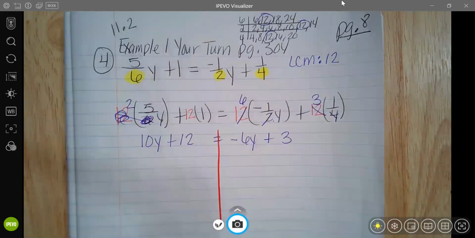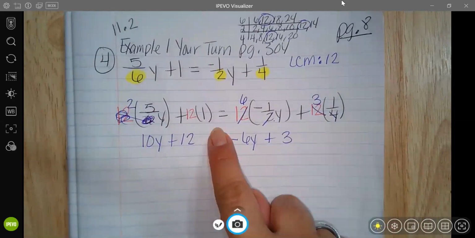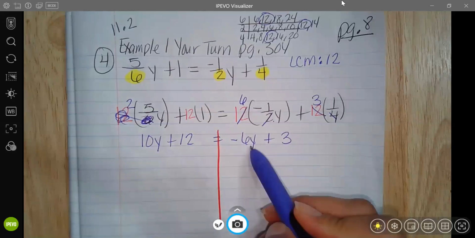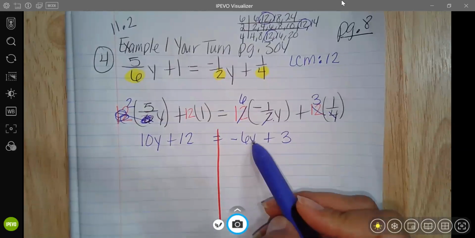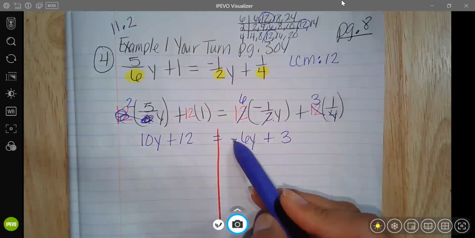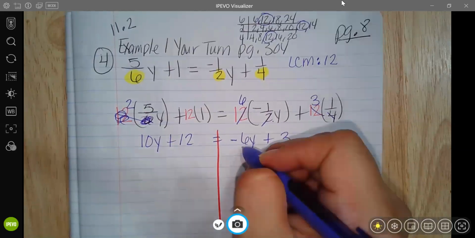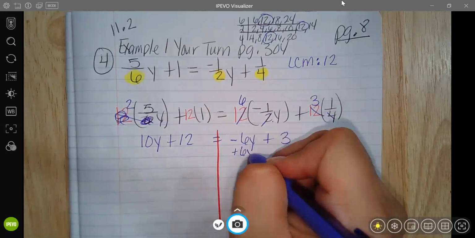So like we've been doing, where the equal sign is, I create a wall, a little barrier, so I know what I do on one side, I'm going to do on the other. Okay, so now where do I want to start? Let's take this one. I'm going to take the one with the coefficient and the variable, and I'm going to move it over. So if this is a negative 6y, I need to do the opposite, which is adding 6y on both sides.